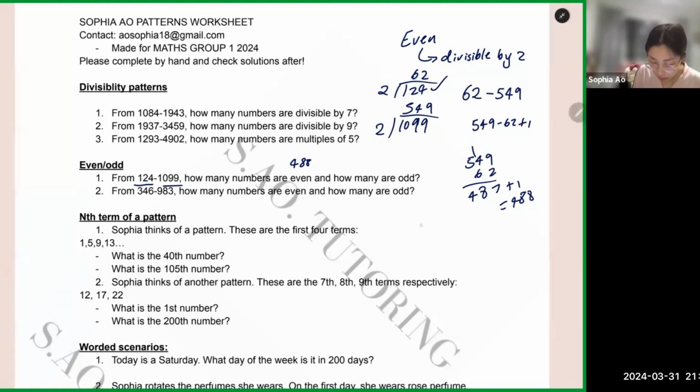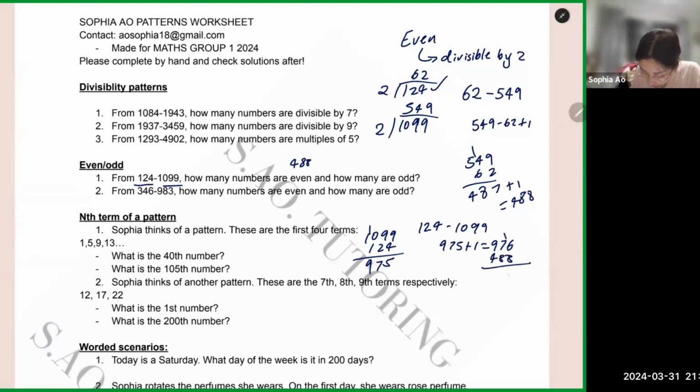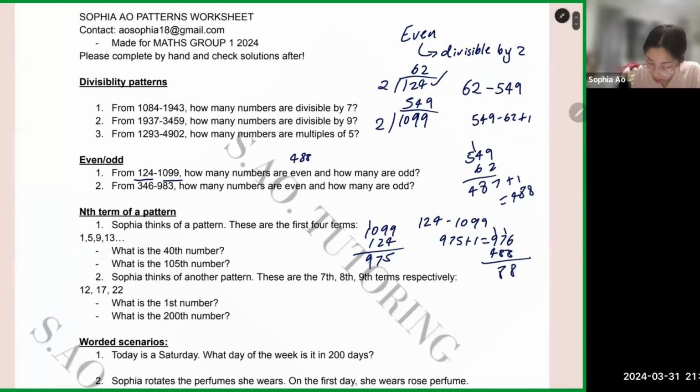What you do is you figure out the numbers from 124 to 1099, which I will do over here for everybody. So I get 975 plus 1. Don't forget, you want to include the end numbers there. I know 488 of them are even, so I just subtract those. And here I get 8. 2 plus 6 is 8 as well. And 8 minus 4 is 4. Oh, okay. That means there are 488 odd numbers as well.